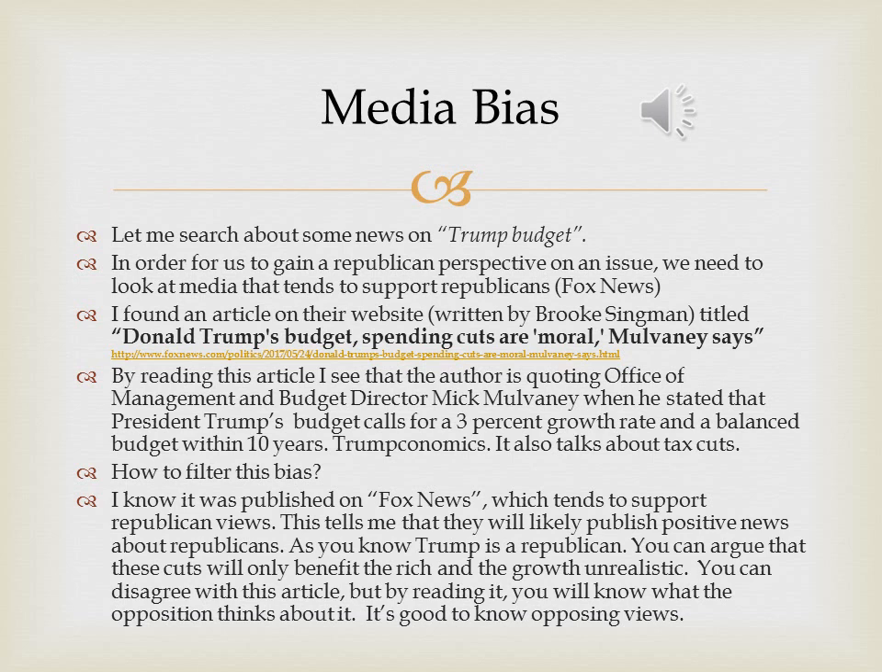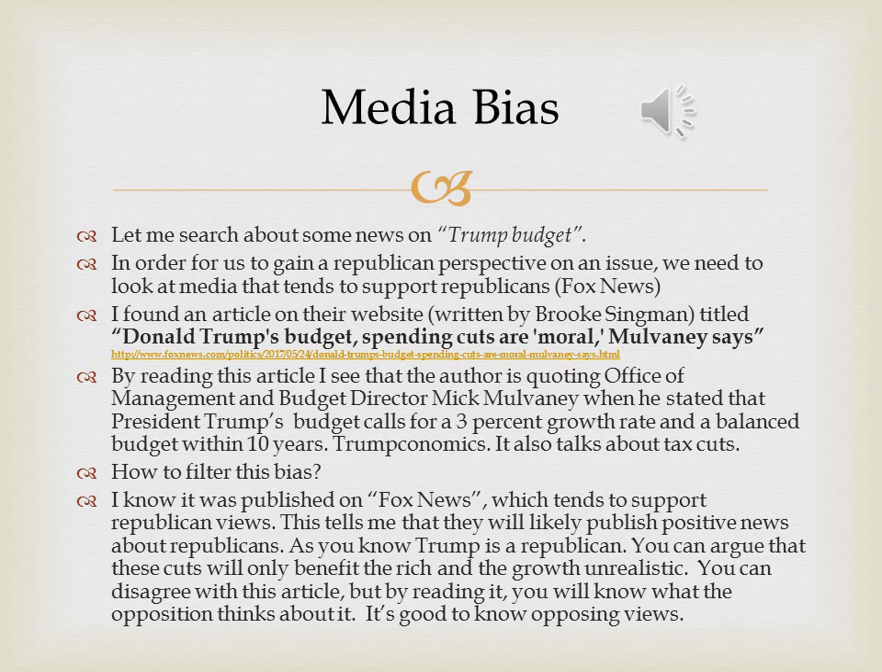So how to filter this bias? Well, let's say I'm a Democrat and I just read this news article. How would I filter it? Well, I would know that it was published on Fox News, which tends to support Republican views. This tells me that they will likely publish positive news about Republicans. And as you know, Trump is a Republican. You can argue that these cuts will only benefit the rich, and the growth is unrealistic. A 3% growth rate and a balanced budget within 10 years. Good luck.